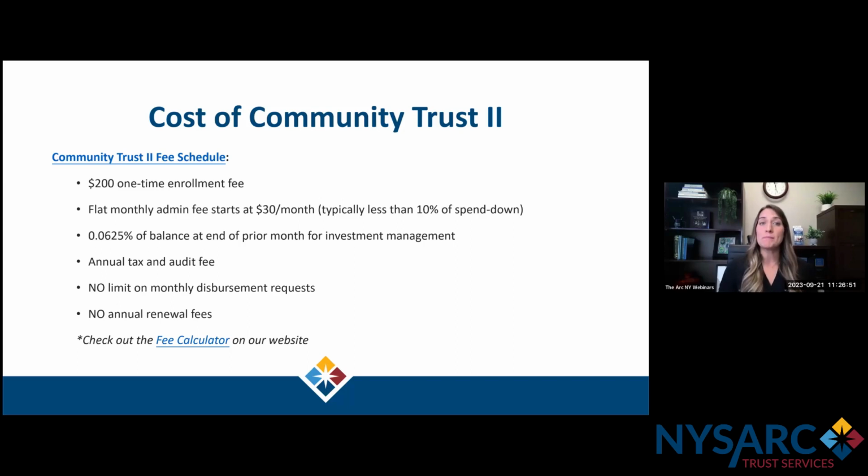And monthly fees are going to be based on the amount that you're depositing into the trust each month. So we have a sliding scale that starts at $30 a month. Most of our fee brackets are going to be less than 10% of the spend down. So you'll find that the fees for NYSARC's spend down program are generally lower than most other trusts, with a few exceptions.